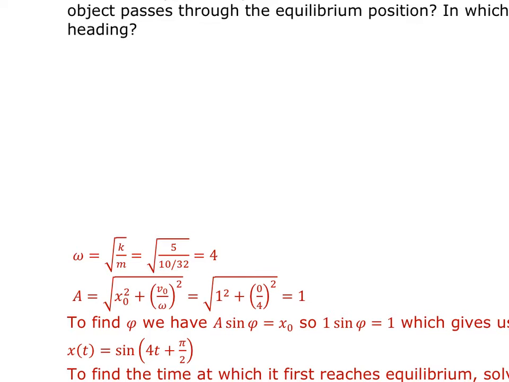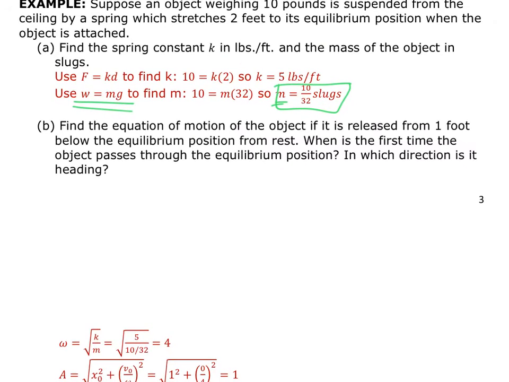I don't know if I'm just missing something, but where did you get x naught from? So this says that I am going to pull this object down 1 foot before I release it.